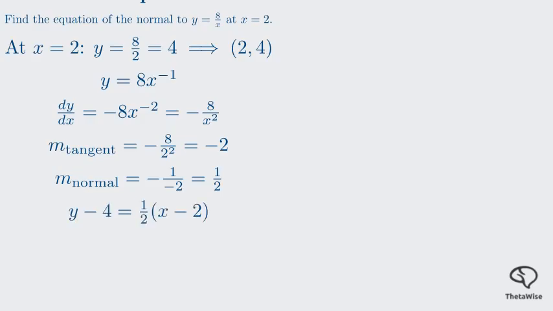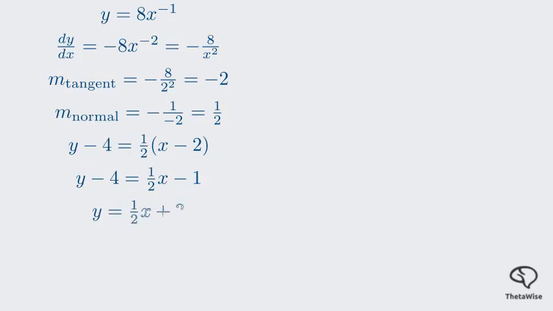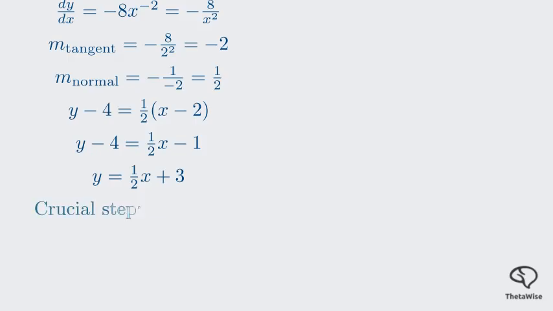Finally, use the line equation with the point 2, 4 and the new gradient 1/2. Expanding the brackets gives y minus 4 equals 1/2 x minus 1. Adding 4 to both sides gives y equals 1/2 x plus 3. The equation of the normal is y equals 1/2 x plus 3. Notice that the process is identical to finding a tangent, except for that one crucial step of calculating the perpendicular gradient.